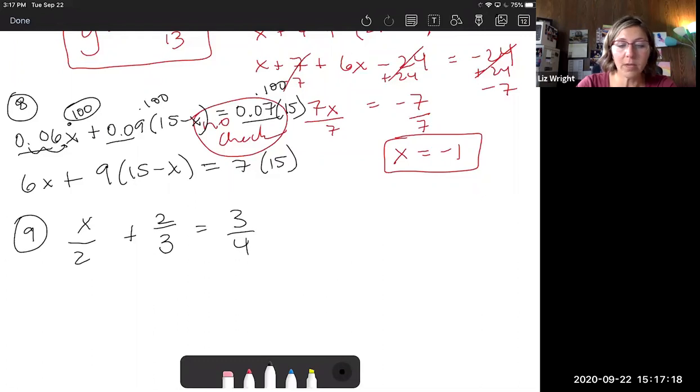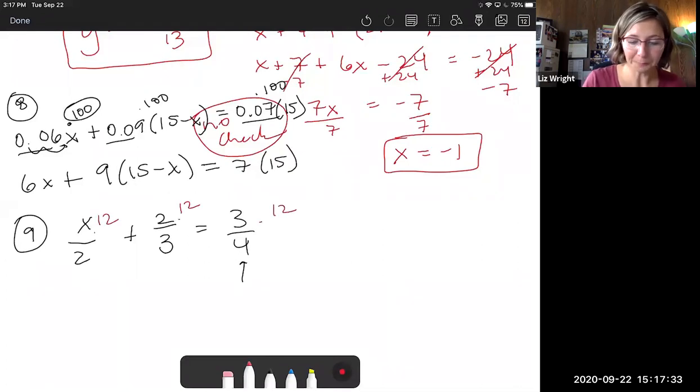So one thing you can do is start with 4 and say 4, 8, 12. Which of those numbers will 2 and 3 also go into? And the answer to that is 12. So we're going to multiply this by 12, and this by 12, and this by 12.